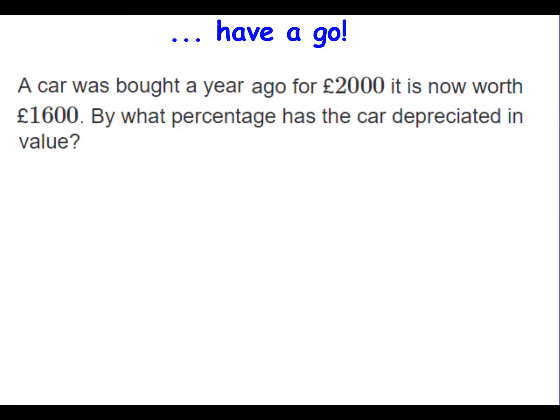Okay, finally, another go for you. A car was bought a year ago for £2,000. It is now worth £1,600. By what percentage has the car depreciated in value?